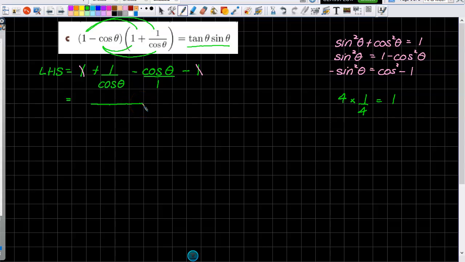So cos times 1 is cos. We cross multiply, right? So 1 times 1 gives me 1. Cos times cos is minus cos squared theta. And as soon as we see the 1 and the cos squared, we're going, can I replace that with anything? Absolutely. I can replace that with sine squared.